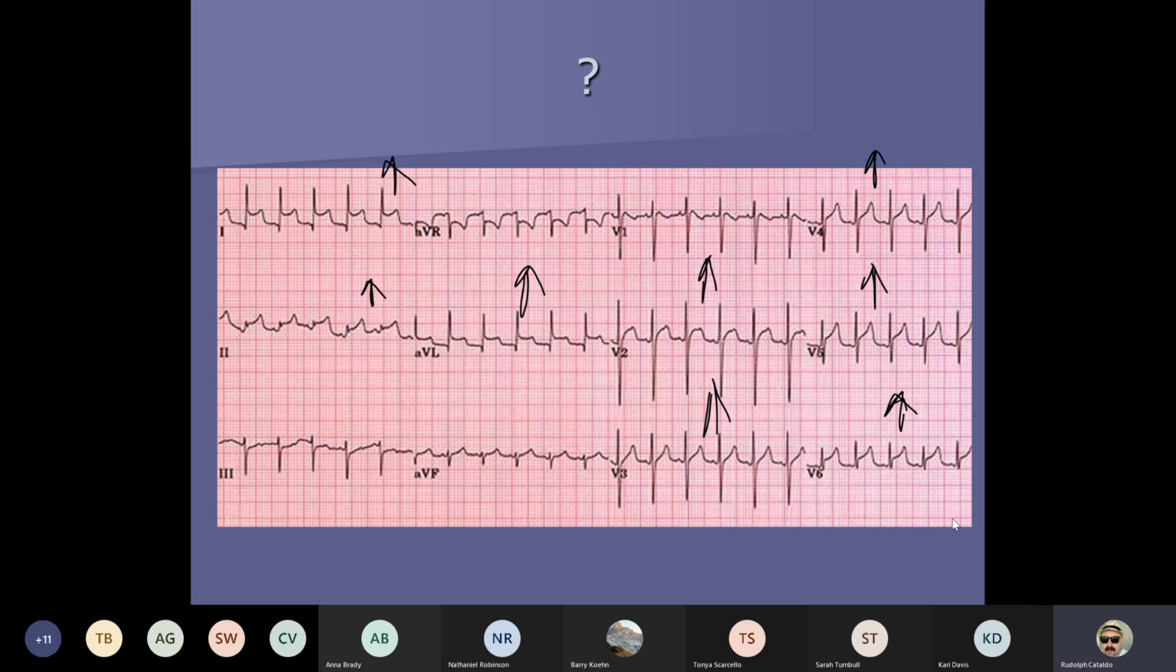Okay, so here's what doesn't make sense to me, and you guys tell me if it does to you. Why do I have elevation in 2, but not 3 or AVF? They look at almost the identical part of the heart. Doesn't make much sense to me. Yeah, I've got elevation in 1, AVL, V5, V6, meaning lateral, but I've also got elevation in V2, V3, V4. I literally have elevation in every single coronary artery. So we call this widespread elevation.